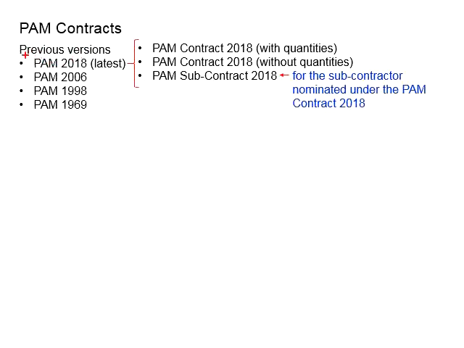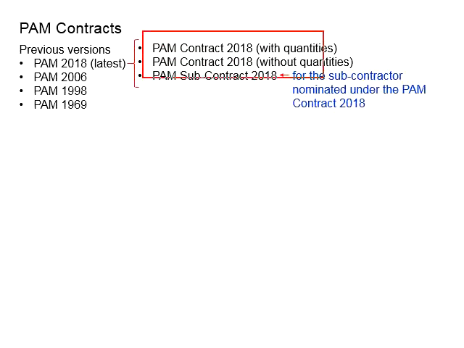So far, we have a few versions of the PAM contract. The latest version is PAM Contract 2018. There are three types of PAM Contract 2018. The first one is PAM Contract 2018 with quantities. The second one is PAM Contract 2018 without quantities. And the third one is PAM Sub-contract 2018.